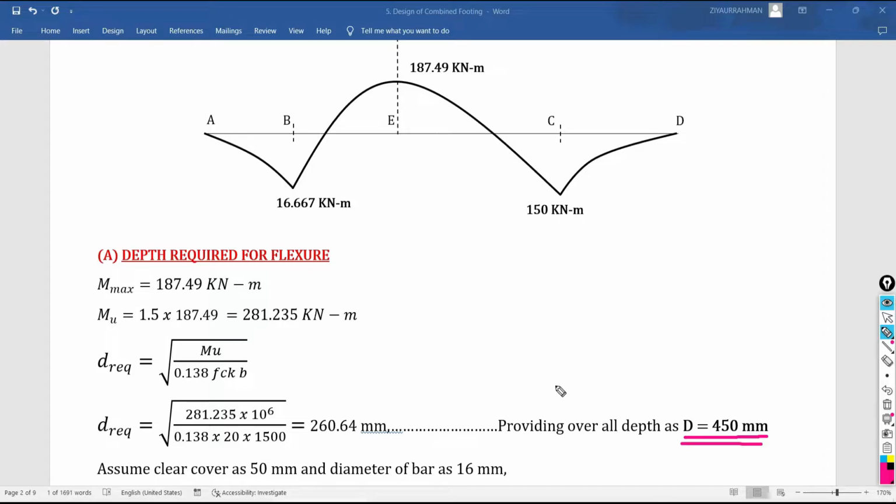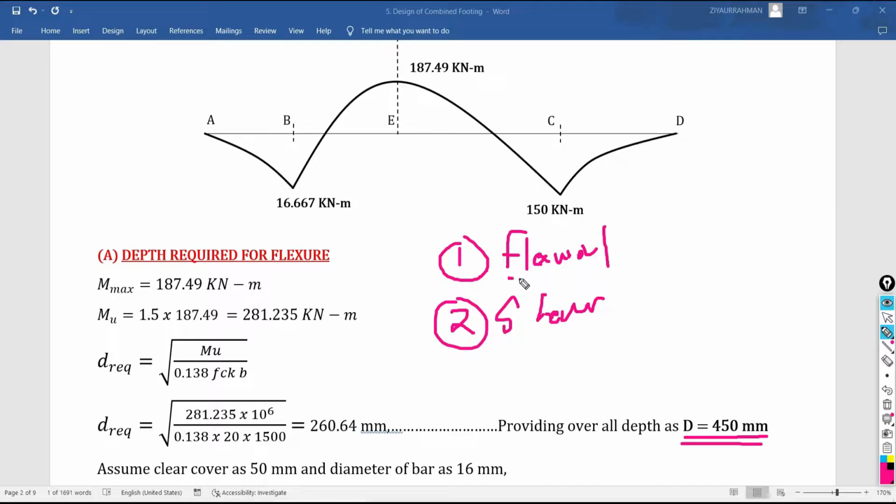So you may raise a question: why are you going to consider this much overall depth where the demand is only 260? The explanation is this. See, the depth of the foundation is required by two criteria. One is the flexural criteria, another one is the shear criteria. Based on the flexural requirement, this much effective depth of the footing will be enough.